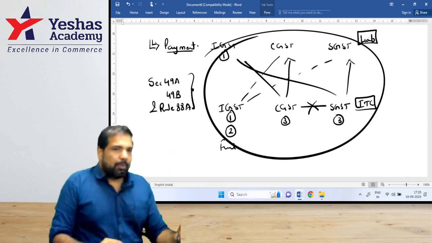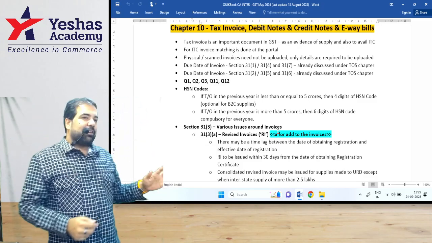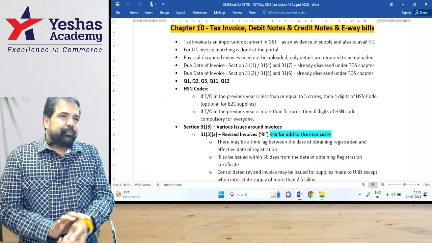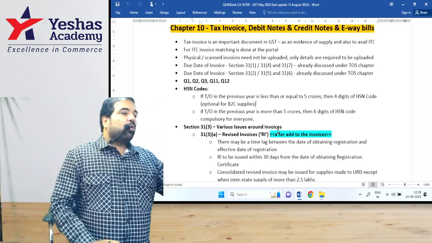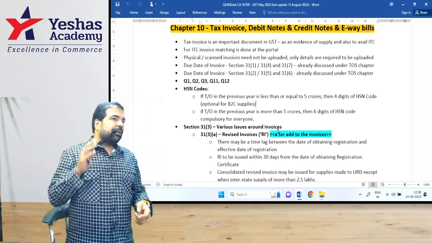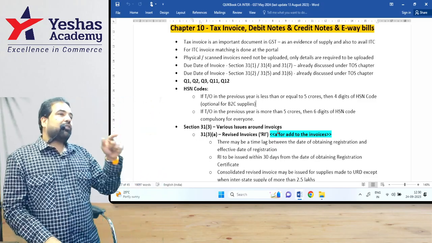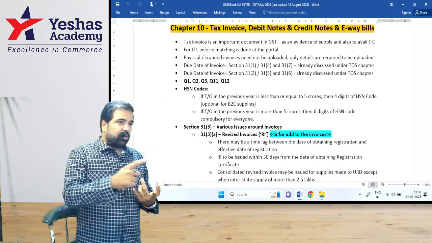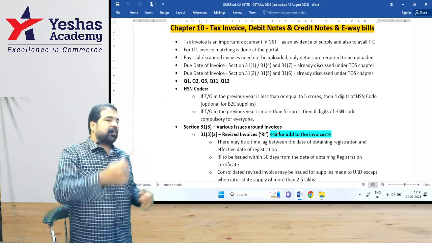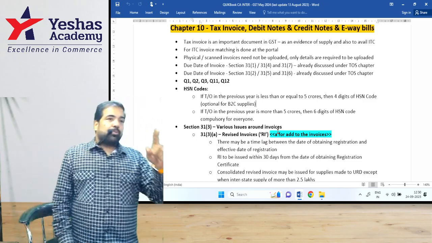Guys, these are the chapters. Which is the first one? Introduction. Then there is value of supply. Then there is supply. There is charge of GST. There is registration. There is time of supply. Now we've not done time of supply, but I'm resuming on Friday. So Friday and Saturday, we'll be doing time of supply. So Sunday you can give the test for time of supply.